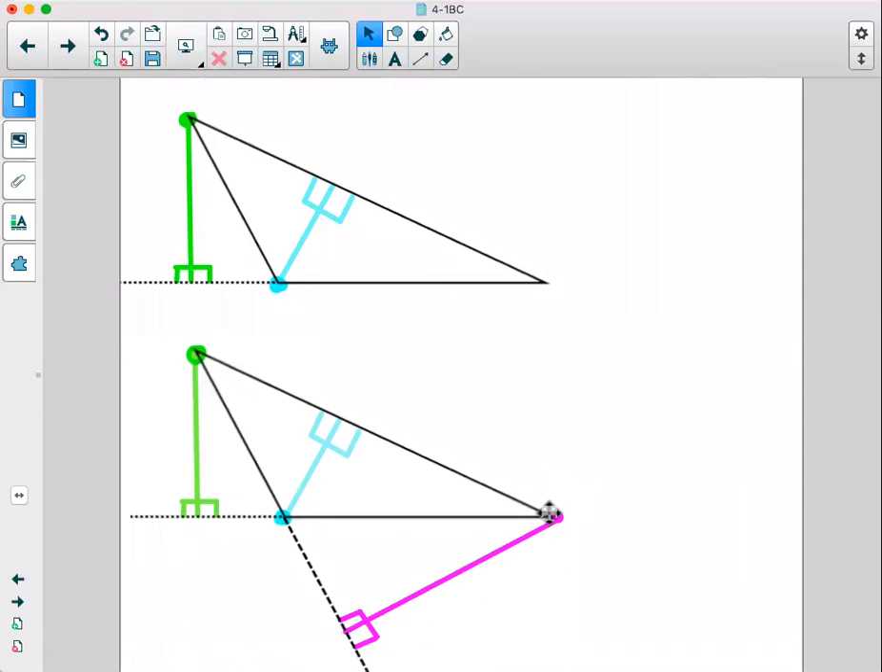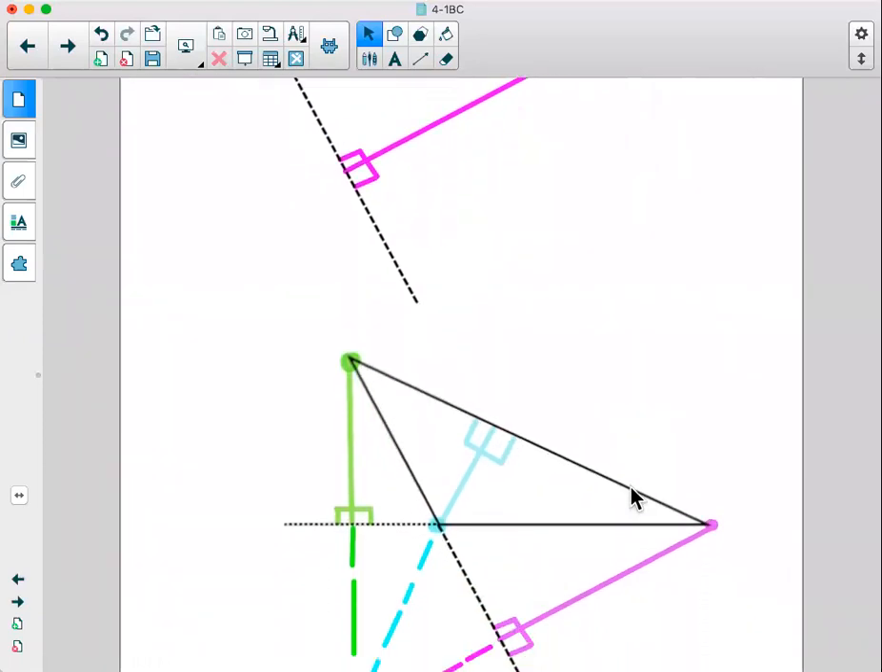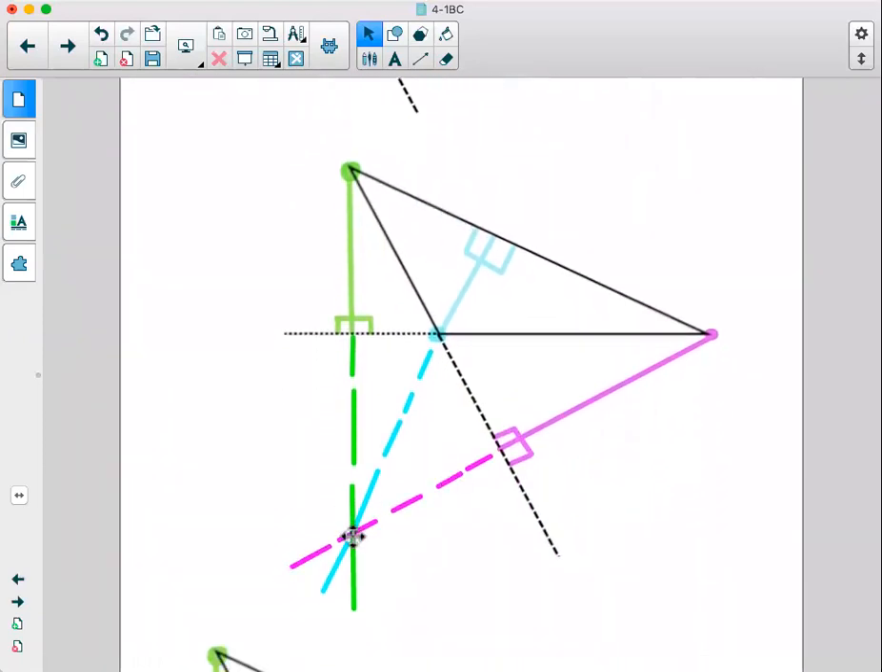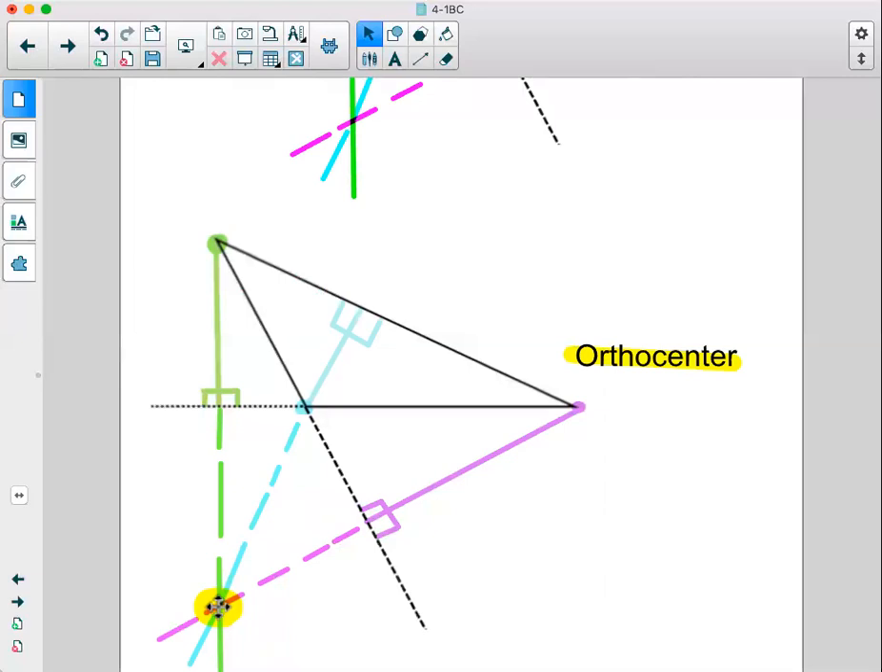Likewise, from this vertex, here's the vertex, here's the opposite side. I have to extend the opposite side in order to achieve a perpendicular with the extension of the opposite side. Now notice, I have to also extend all three of the altitudes in order to even get them to intersect. And only in that moment will I find the orthocenter, way out here.